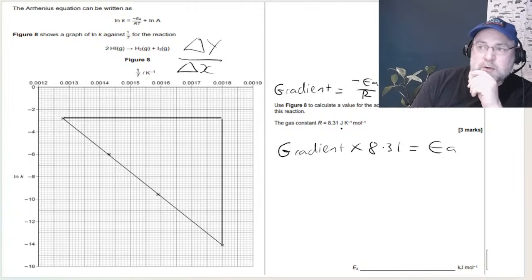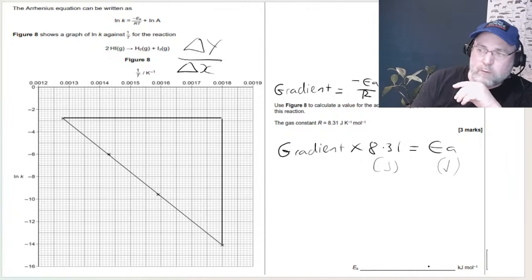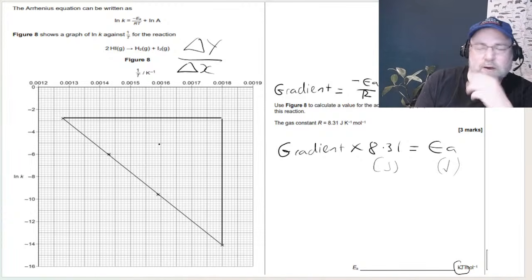Oh yeah, we will have to, because remember, this is in joules per Kelvin. So that's in joules, so we're going to get our answer in joules. If they want it in kJ, we will have to divide by 1,000. So always check that out against R.